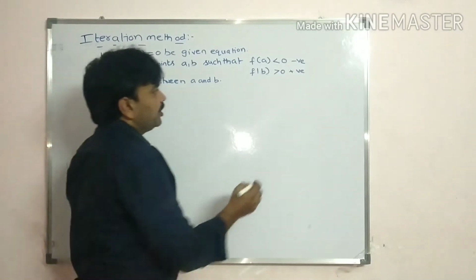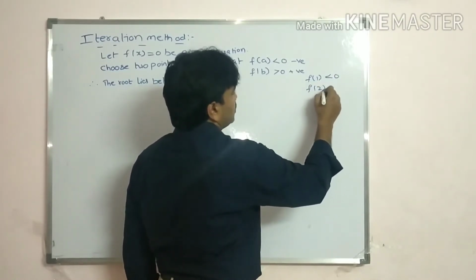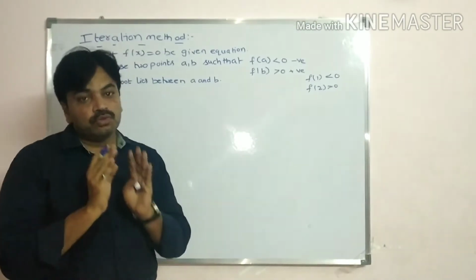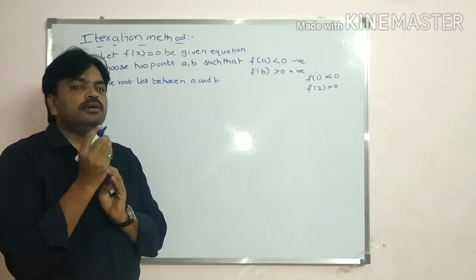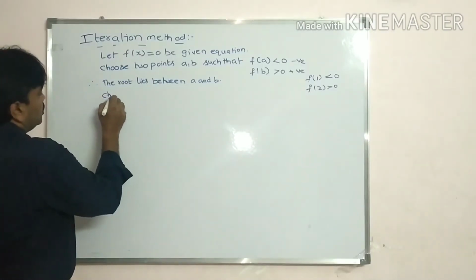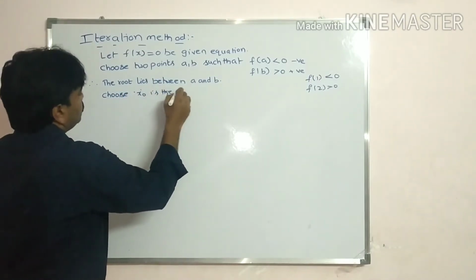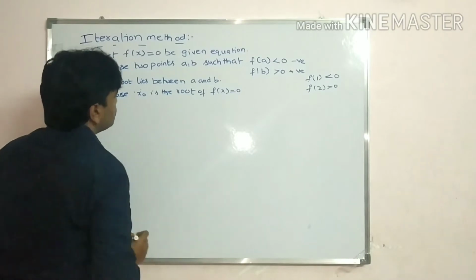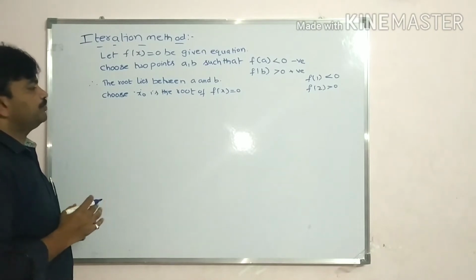For example, f of 1 value is less than 0 and f of 2 value is greater than 0. You choose one point between 1 and 2. That means the root lies between 1 and 2. So, you choose 1.5 or 1.6 or 1.7. Are you got the point, students? Right. Choose x naught is the root of f of x is equal to 0.